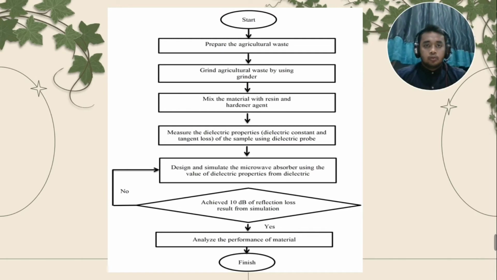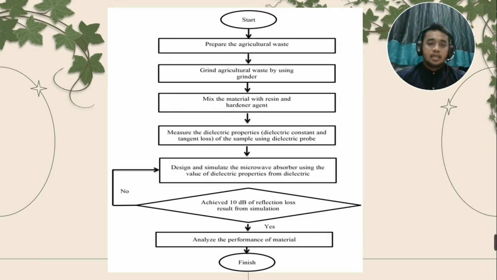So for number two, after we prepare the agriculture waste, we grind the agriculture waste by using the grinder. And after using the grinder, we grind and mix the material with the resin and hardener agent. Then we measure the dielectric properties, which consist of the dielectric constant and tangent loss of the sample using the dielectric probe.